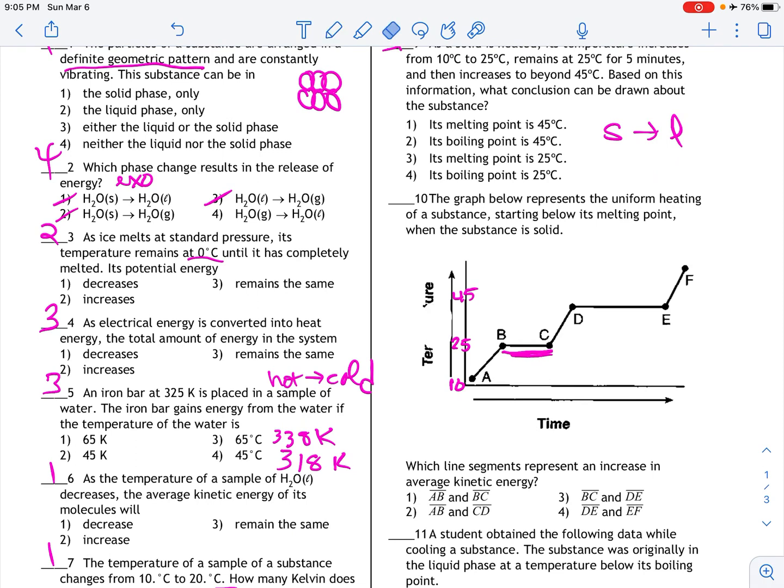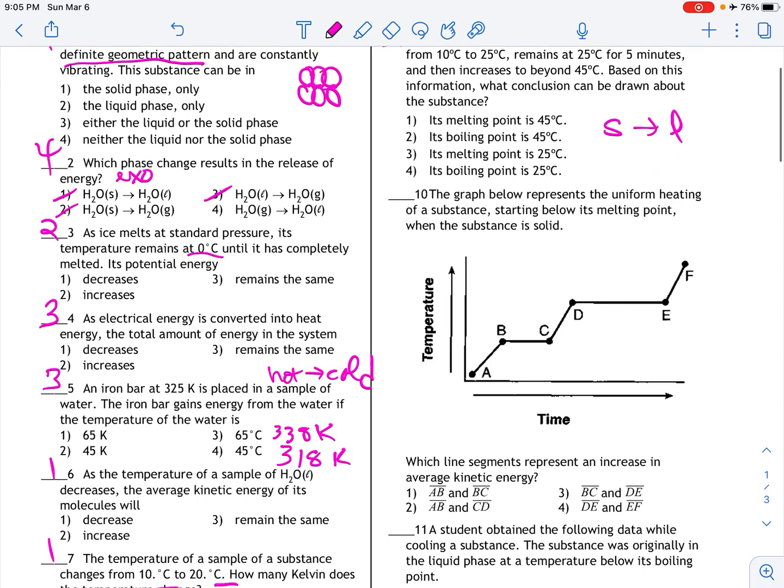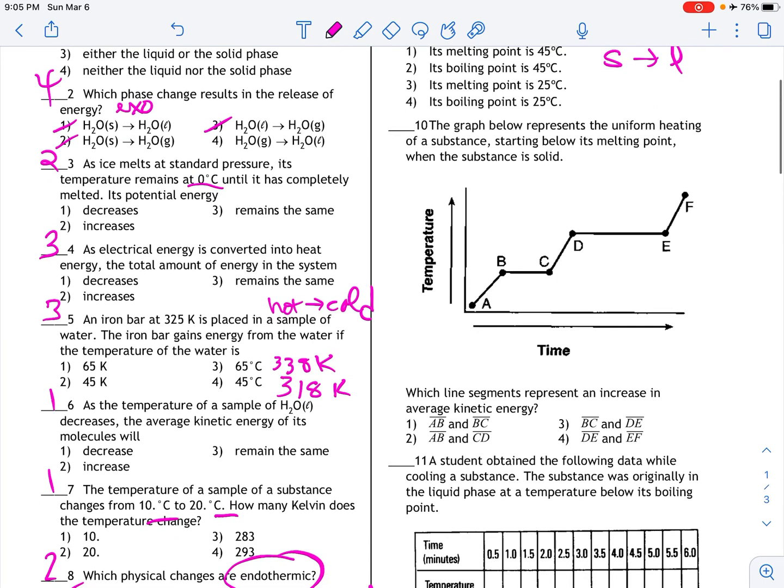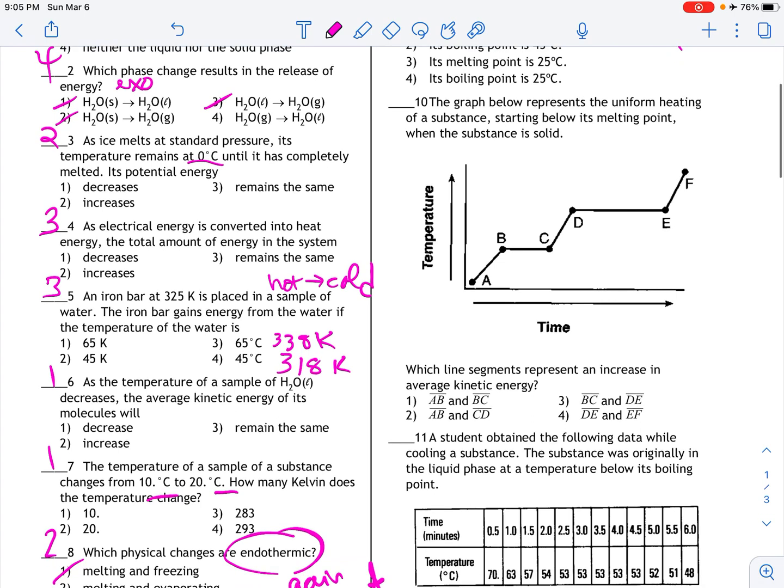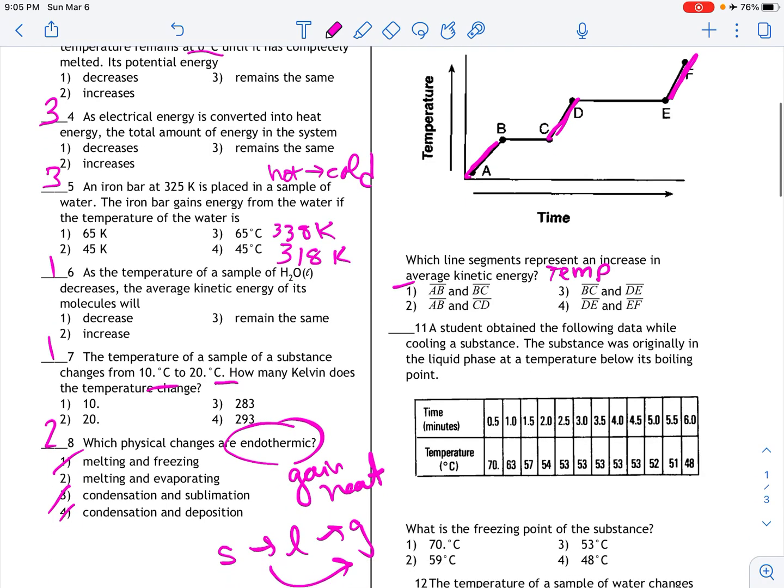Here we are on 10. Let me erase this. The graph below shows a uniform heating of a substance starting below its melting point when the substance is solid. Which line segments represent an increase in average kinetic energy? That's temperature. So which ones show an increase in temperature? A to B, C to D, E to F. So A, B, and C, D. Choice 2. I'm not even going to keep going.